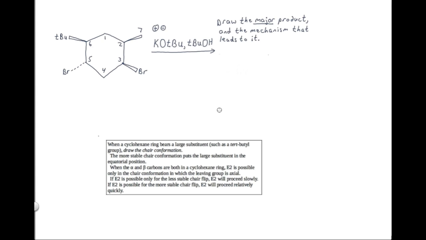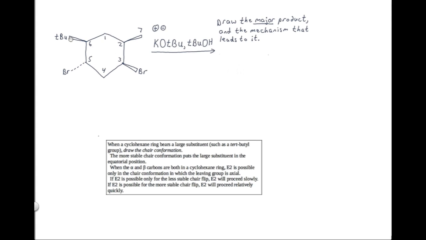Now remember, we just discussed that most E2 problems with cyclohexane do not require you to draw a chair picture. But this is a problem where we do need to draw a chair picture. What are the clues that we need a chair picture here?